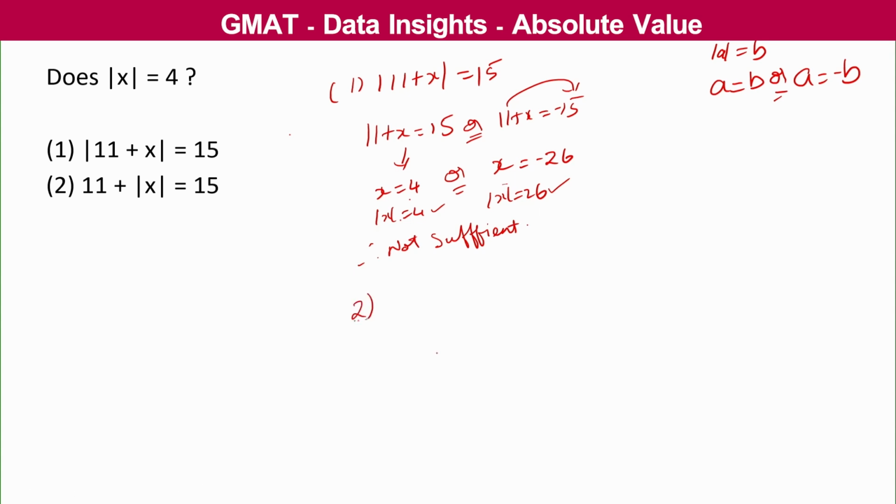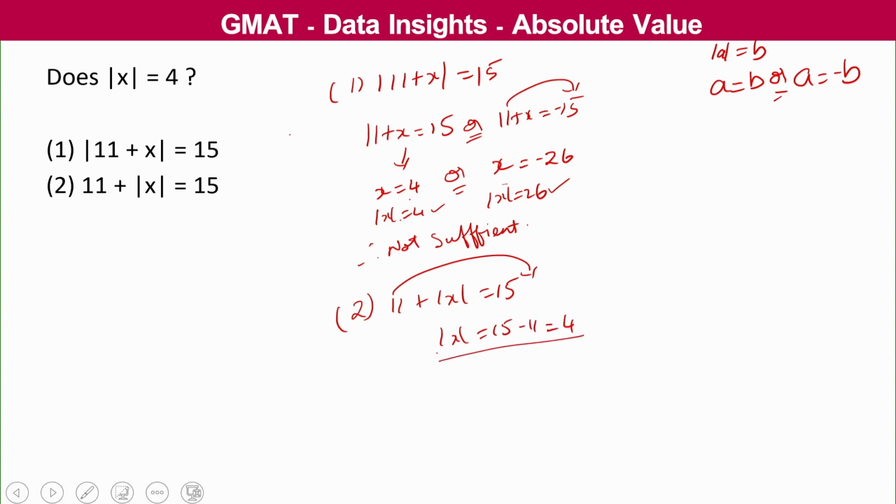The second statement says 11 plus mod x is equal to 15. When taking 11 to the other side, you have mod x is equal to 15 minus 11, that is 4. So you can definitely answer the question with a yes, mod x does equal 4. Therefore, this is sufficient.